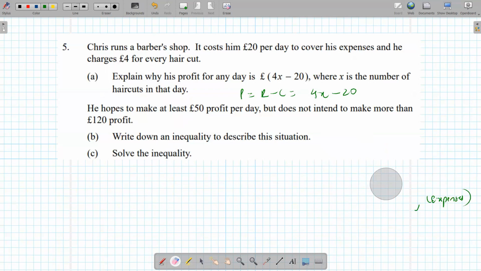He hopes to make at least $50 of profit per day, but does not intend to make more than 120. Write down an inequality for this situation. It's going to be a triple inequality, inclusive. What is it?